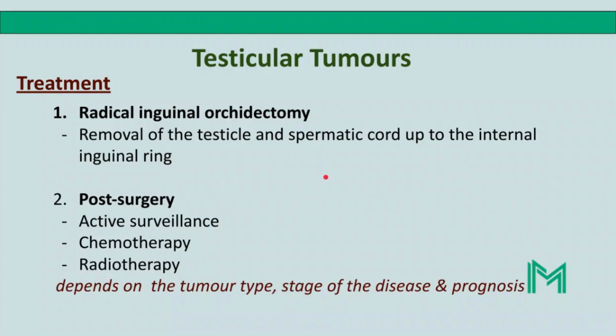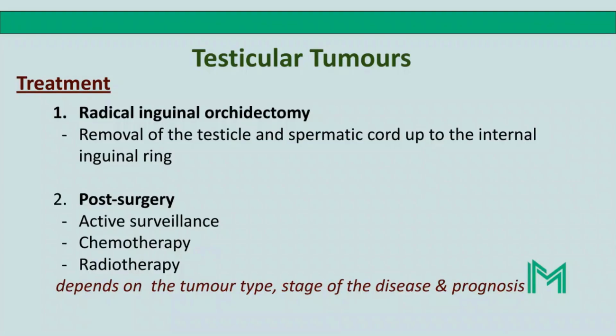And it doesn't end there. Post surgery, you have three options. You will be doing active surveillance, chemotherapy, and radiotherapy. So these are the treatment modalities after the surgery. Now, all these modalities depend on the type of tumor, whether it's a slow growing tumor, whether it's an aggressive tumor. You are also going to look at the stage of the disease and also the prognosis to determine whether you do active surveillance, whether you put the patient on chemo, whether you use radiotherapy. Because some tumors respond better to radiotherapy, others respond better to chemotherapy.